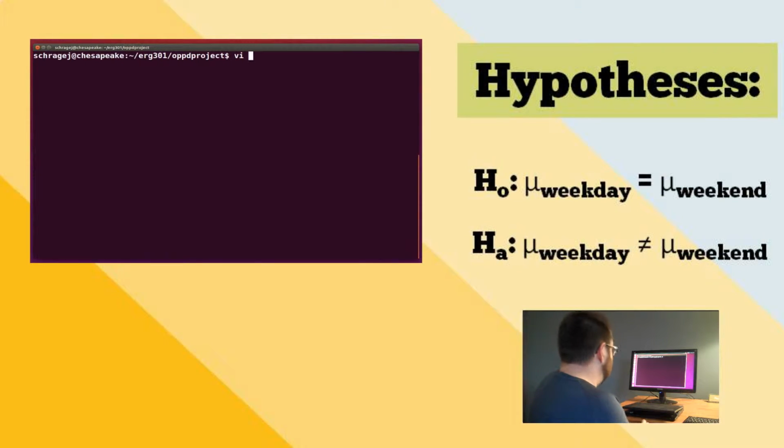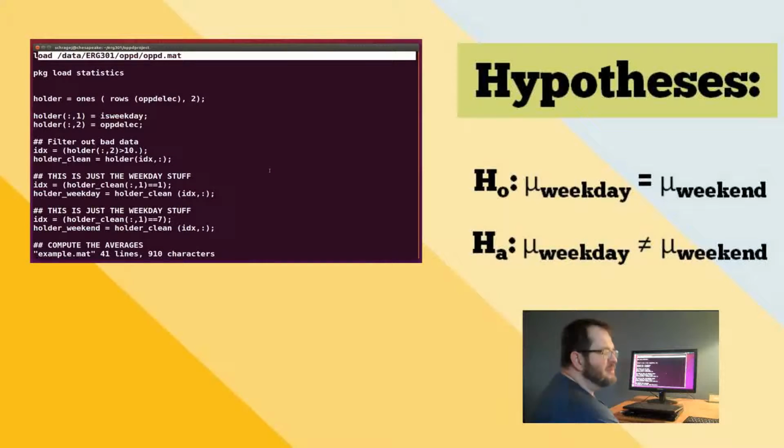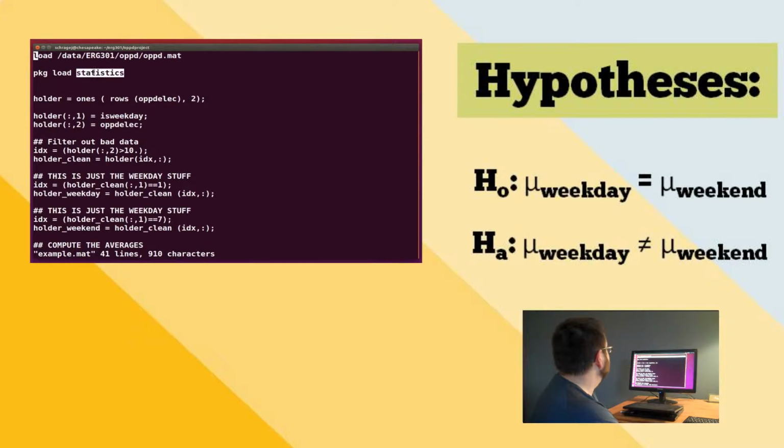If I go in, I'm going to use VI instead of Nano, but it works the same sort of way. It's just a text editor. If I look in, I made a program called example.m, and all this program does is load that OPPD data that we have, and load the statistical package. All I did here was create a new array, I called it holder, that has just two columns and as many rows as are in that OPPD electricity data.